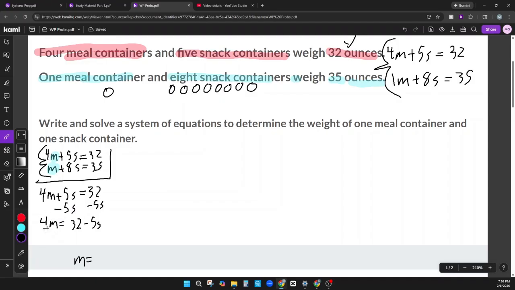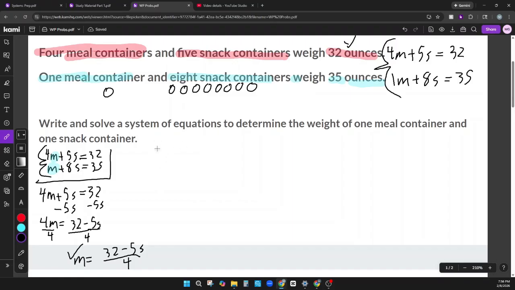And then the last thing that's keeping my m from being by itself is dividing by 4. Divide by 4, divide by 4. And my m is equal to 32 minus 5s all over 4. Okay? So if that's the case, then I am all set. I've solved for m. This equation is resolved.